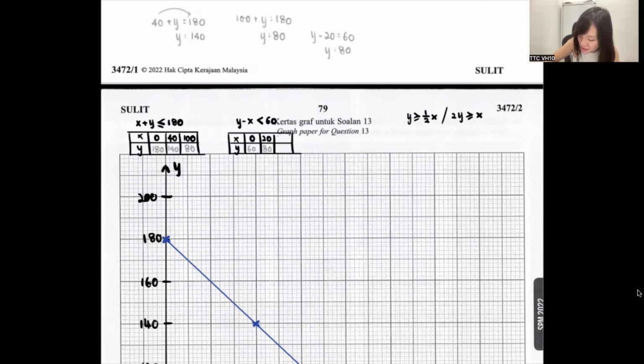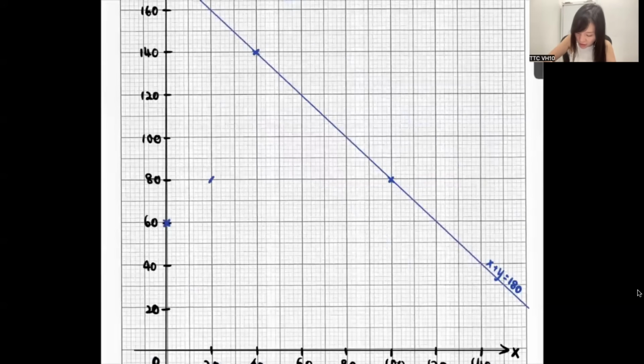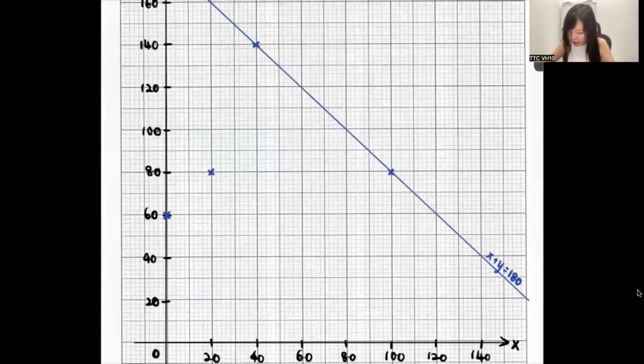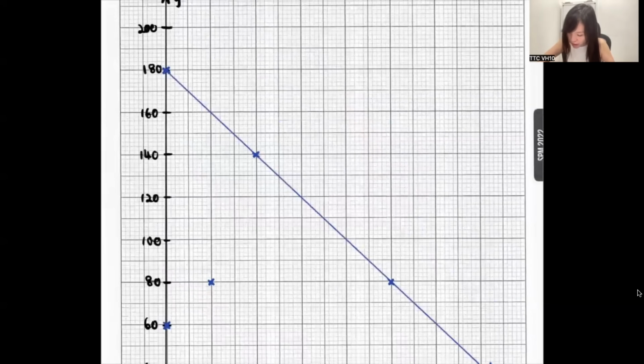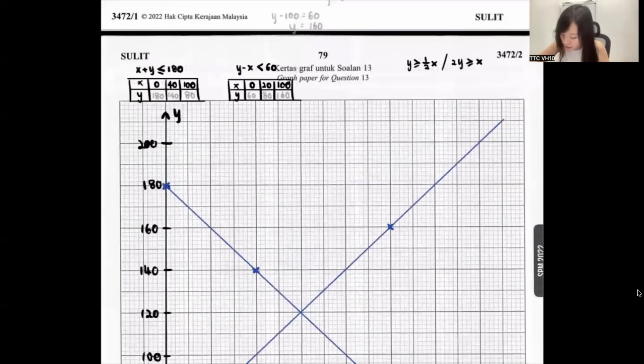Sorry, wrong pen. So isn't it y minus 100 equals 60? So y equals 160. Okay, this one 160. That's all the points I'm finding so far. 0, 60. Let's try to draw it out here. Okay, 20, 80 here. Next one, 100, 160 here. Okay, now guys, again, connect them together. You can see the line. I'll write the equation beside it.